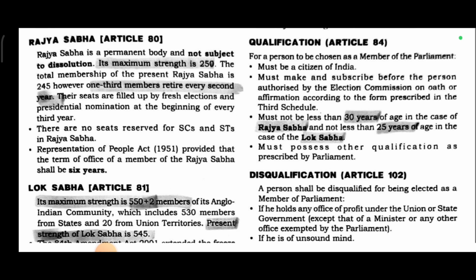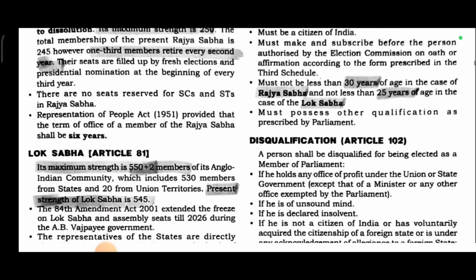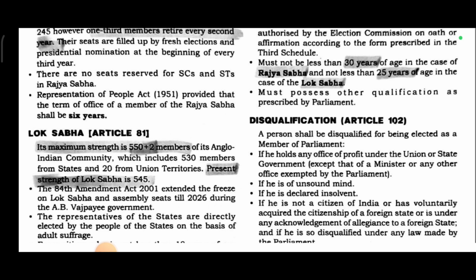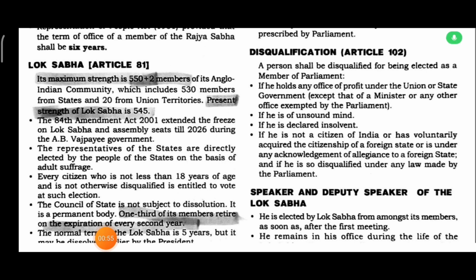There are no seats reserved for SC and STs in Rajya Sabha. Representation of People Act 1951 provided that the term of office of a member of Rajya Sabha shall be 6 years. Lok Sabha, Article 81.